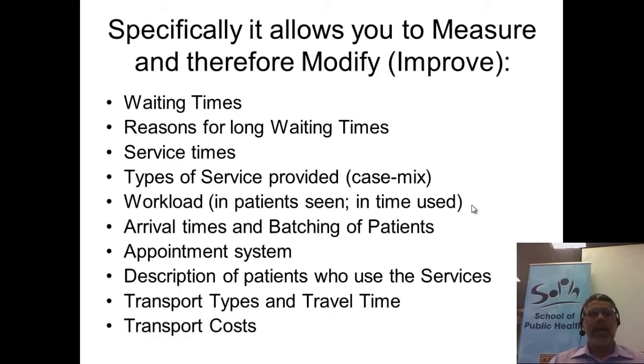The next thing it allows you to see is the arrival times and hence the arrival patterns of patients. And you're also able to determine whether there's batching of patients or not. And this I'll show you later when we look at how to interpret a waiting time survey. Similarly with the workload, we'll show you that measurement then as well. Also, it allows you to determine if there's an appointment system in place, which ideally there should be, and if that appointment system is functioning correctly or not.